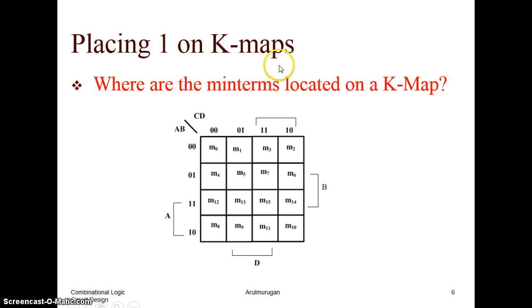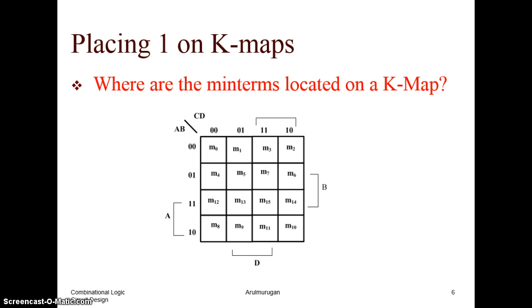This is the Karnaugh map technique, or we can call it a K-map. Where are the minterms located on a K-map? Here this is a K-map, a 4 variable map. These maps are used for minimizing the variable functions. So here this is A. This first digit represents A and this second digit represents B.